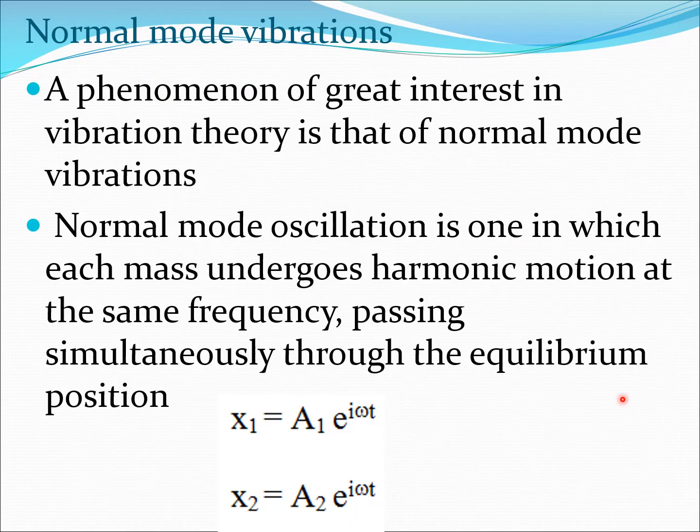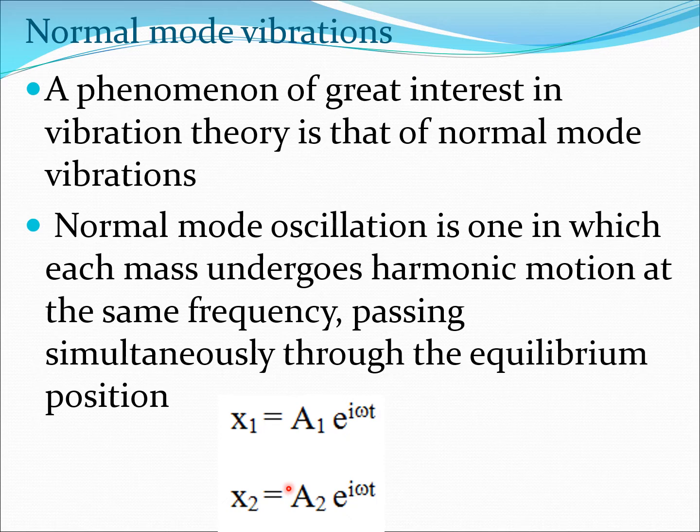So now we are going to look at what is widely known as normal mode vibration for this 2 degree of freedom system. So this particular phenomenon is of great interest in vibration theory, and essentially what we are presuming here is that each mass goes through harmonic motion at the same frequency and passes simultaneously through the equilibrium position. So mathematically what it means is that we assume x1 and x2 to have the same frequency here given by omega, and a1 and a2 are the amplitude of these motions.